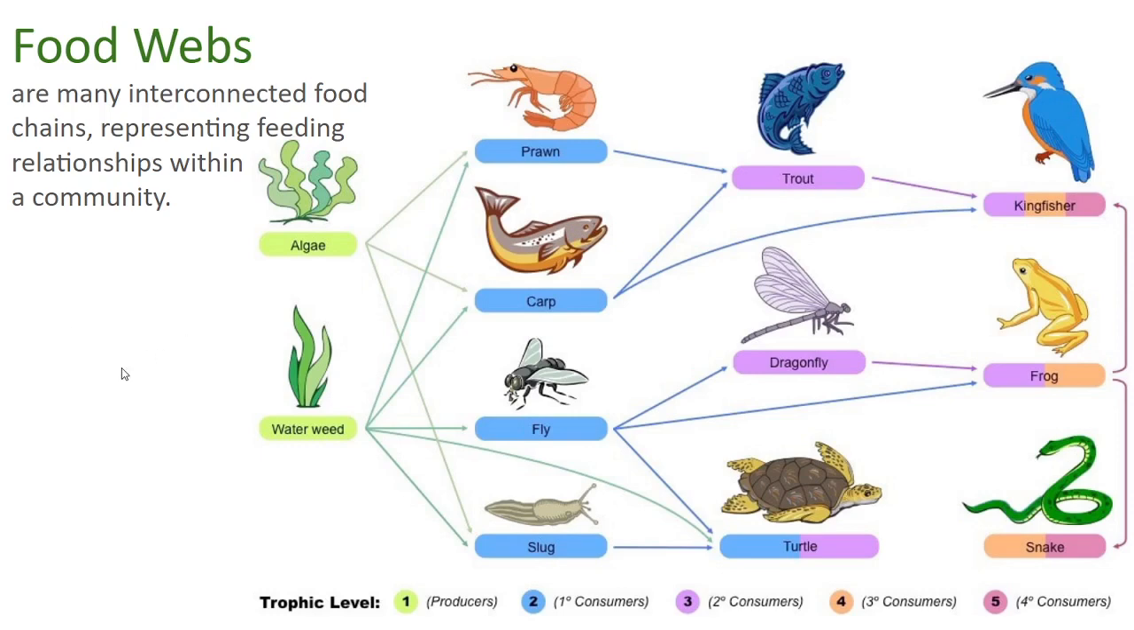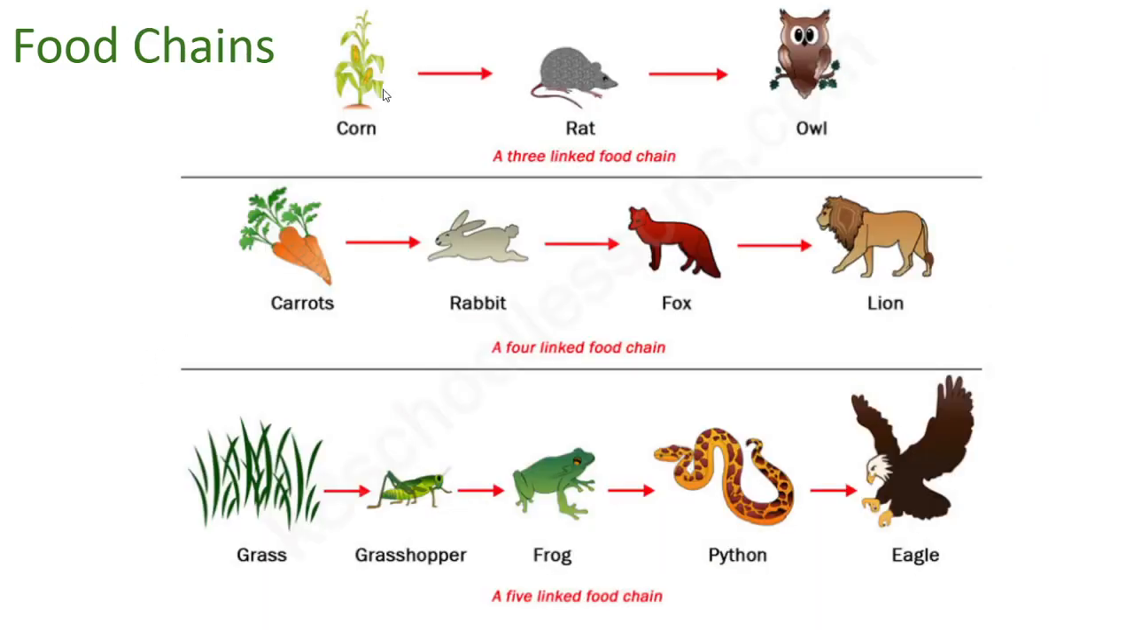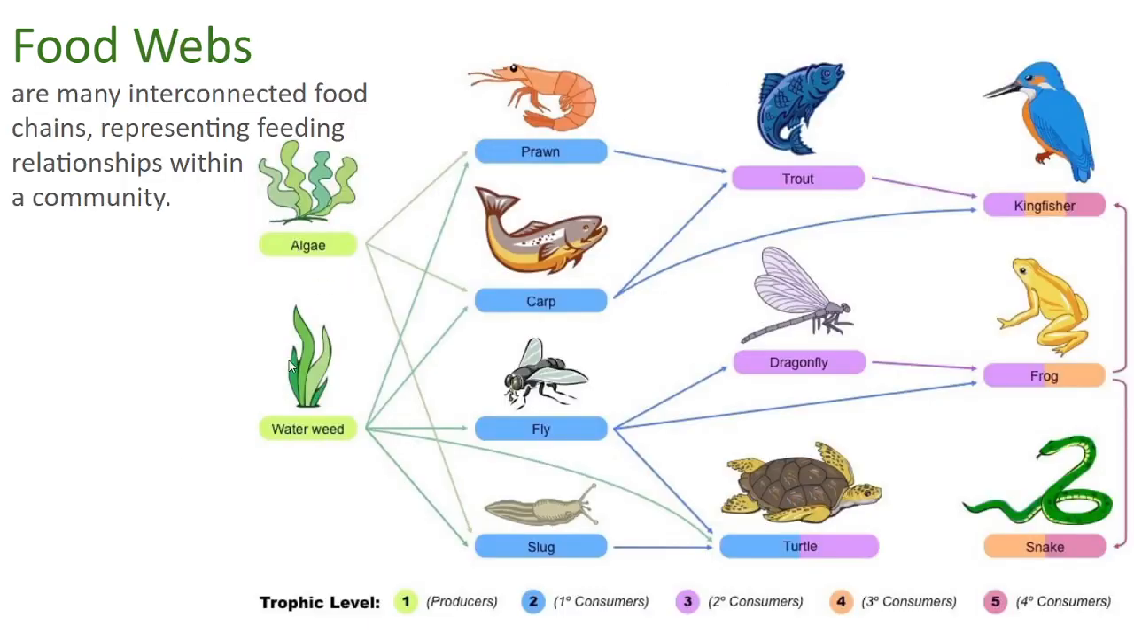Now, food webs tend to show us not just one possible pathway, because this is one possible pathway, but all the possible pathways. Inside of it, you can see food chains, right? So algae to carp to trout to kingfisher, that's one. But there's also algae to prawn to trout to kingfisher, or algae to slug to turtle, that's the end of it. But there's all kinds, the waterweed to carp to trout to kingfisher. The point I'm trying to make is that these show all the possible food chains in an ecosystem, is basically what a food web is.